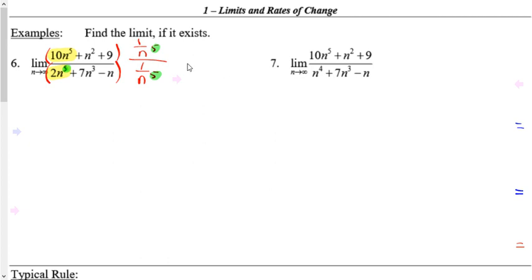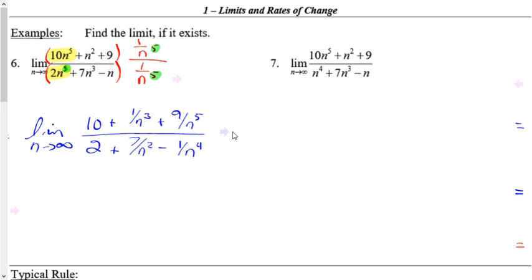So I multiply numerator and denominator by 1 over this highest degree variable. The highest degree term that's in the denominator, that variable to the exponent, that's what I'm multiplying the reciprocal into the numerator and denominator. When I multiply that out, here's what I'm going to see. This 10n to the fifth times 1 over n to the fifth, the n to the fifths cancel out completely. N squared times 1 over n to the fifth gives me this 1 over n cubed. And 9 times 1 over n to the fifth gives me 9 over n to the fifth.